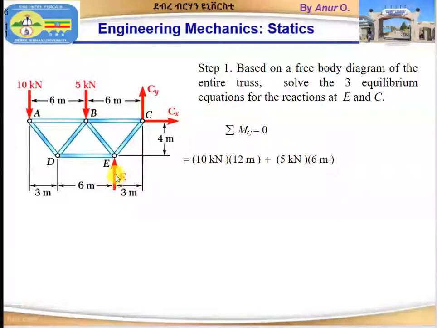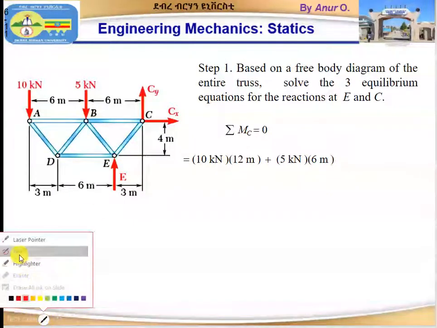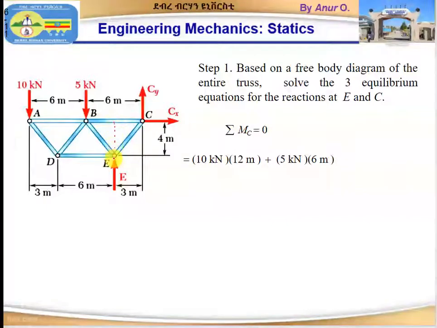Next, E or Ey. This E is an upward force. Remember, when we assume unknown forces, we assume them in a positive direction: Cy upward, Cx along positive x, and Ey also positive. If the sign comes out different, the direction changes. Therefore, the moment of Ey is Ey times the perpendicular distance. If we take the line of action of E, this distance will be 3 meter. Therefore the moment is in clockwise direction about point C, so clockwise is negative: minus E times 3 meter. Therefore E will be 50 kN.